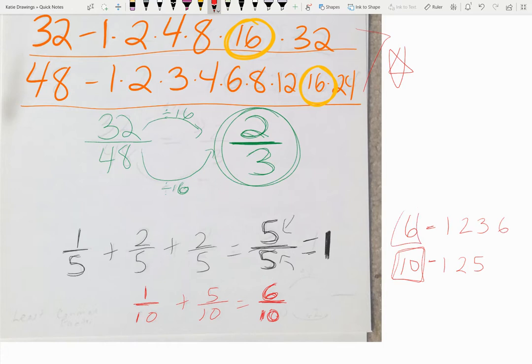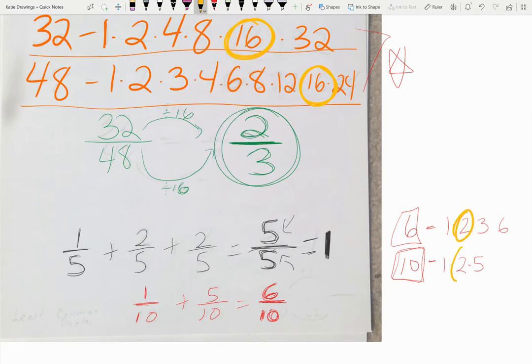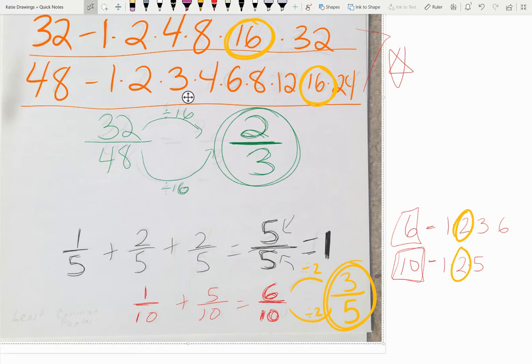So I have to look at these numbers. I'll put the little dots so we don't get too confused. What number do you see on both those lines? 2. Good. So 2 is what we're going to use for this. We'd say divided by 2, divided by 2, and now we have our new answer. 10 divided by 2 equals 5. 6 divided by 2 equals 3. So we can simplify 6/10 into 3/5.